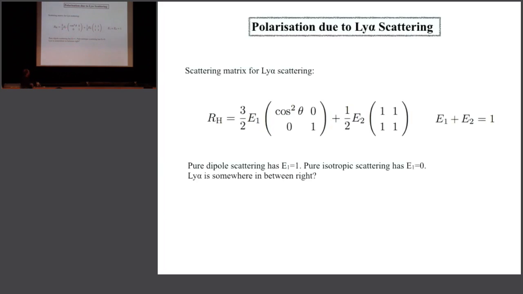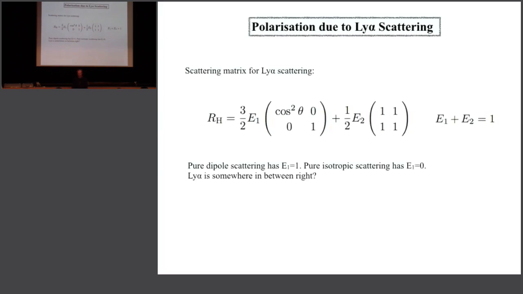Now pure dipole scattering would have E1 as 1, so that's the case I was just discussing when we were looking at this free electron and the response to an incoming electromagnetic wave. Isotropic scattering has E1 as 0, right? So this term goes away and we're left with this matrix here. That basically says it doesn't matter where the radiation comes from or which way it was polarized. It's going to be scattered in arbitrary directions with arbitrary polarization. And Lyman-alpha should be somewhere in between, right?